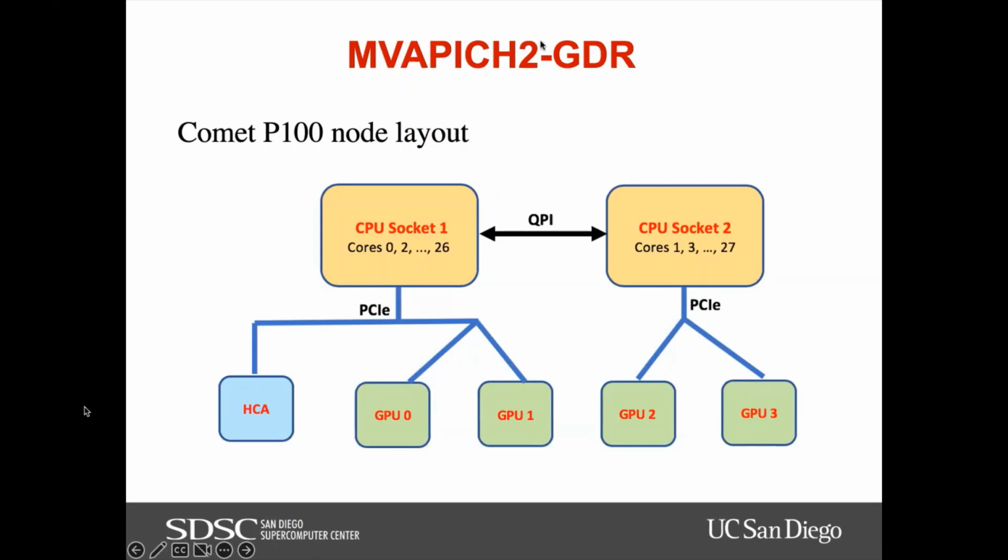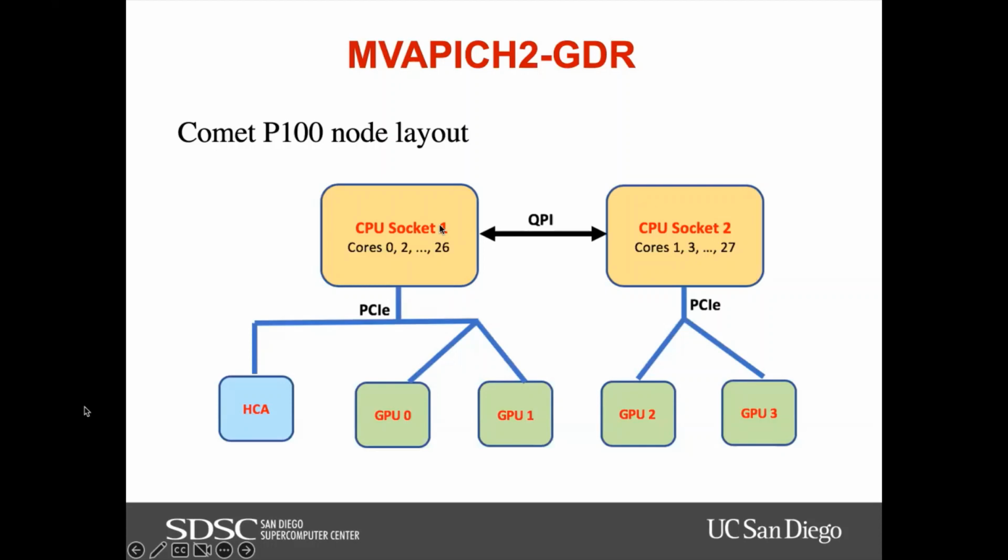But before that, I want to talk about MVAPICH2-GDR. And OpenMPI also has an implementation that does GPU Direct. But basically, this is a specialized MPI that works well on the GPU nodes. So I'm going to start off by showing how one of our older systems, Comet, had a node layout like this. Remember, I was showing you the CPU architecture basically with 2 sockets, right?